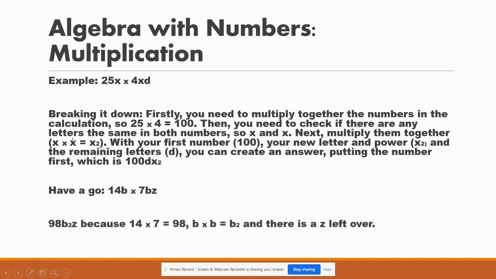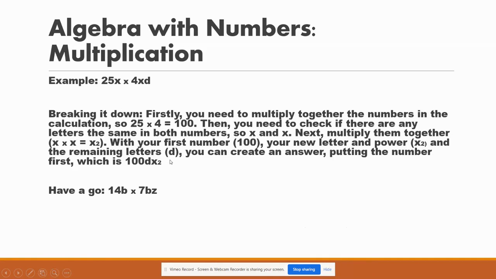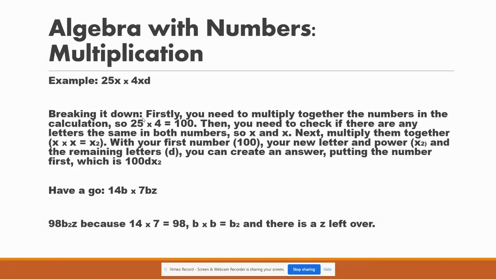Now, you can have a go. 14b times 7bz. Your answer is 98b squared z, because 14 times 7 equals 98, b times b equals b squared, and there is a z left over.